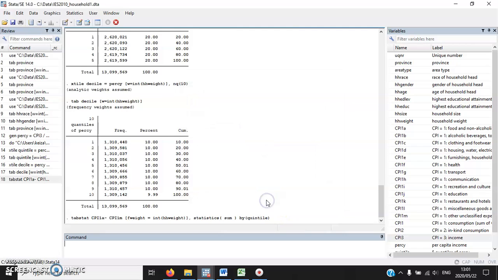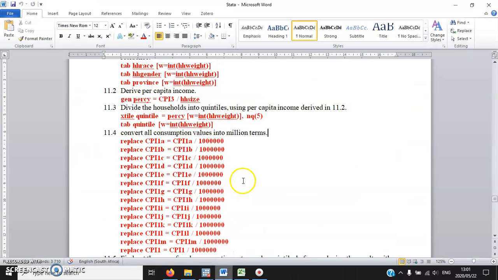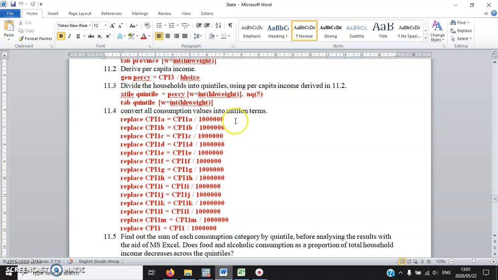Okay. Then you're going to see some scary results. Okay, I think the amounts are too huge. So for instance, this actually means total consumption on 1A, which is food and non-alcoholic beverages in the poorest quintile amounts to 2.55 times 10 to the power of 10. And now the problem is then how can we interpret these answers if the values are too huge? So I think what we need to do is we have to convert these CPI 1A, 1B, and so forth into million terms, okay? So this is why we have to go back to 11.4.